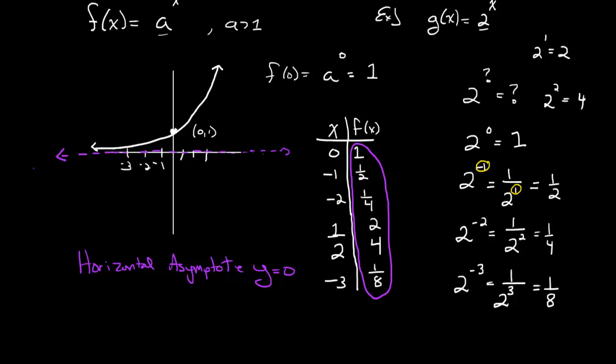So if we have a horizontal asymptote there, that helps us describe the range. So in this example of a to the x, I want to make sure to describe the domain.